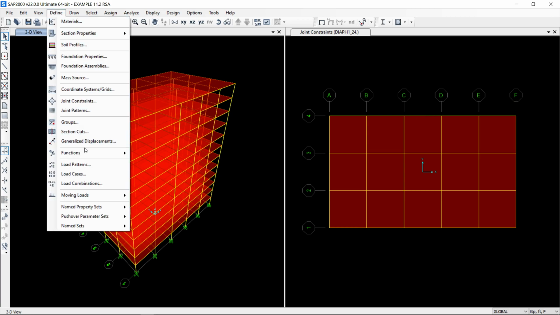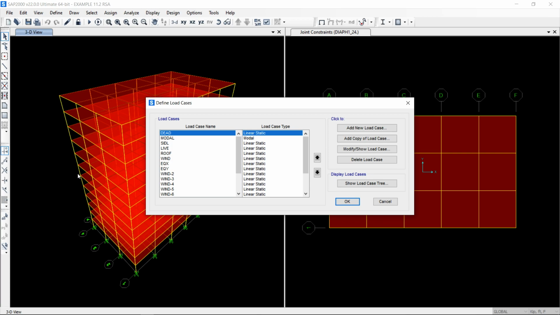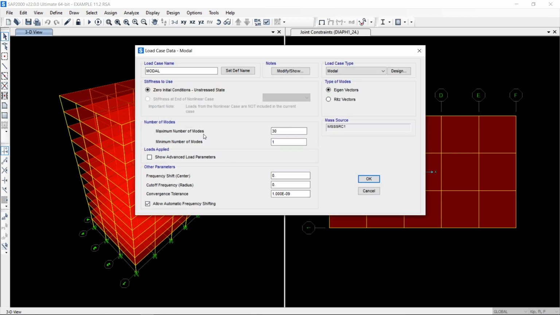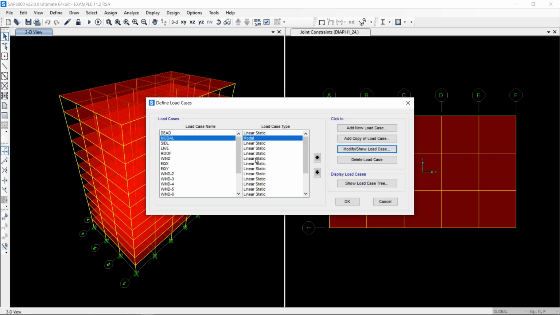So let us see our definition of the modes. Here in the modal load case, the number of modes defined is 30. Let us increase it to a minimum of 36. Let us increase it a little bit more, so say 50. The mass source, we have already defined before, so we will not change anything, we will keep it as it is.